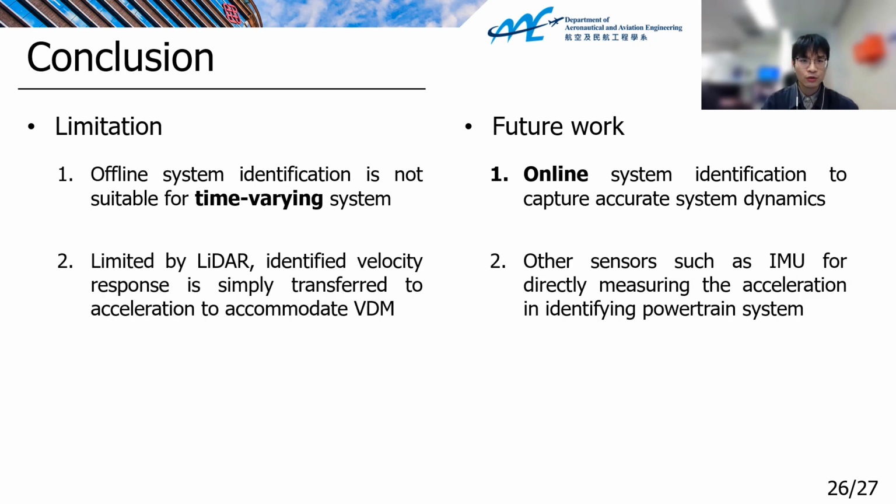Secondly, to make the main ideas flow, we keep the work settings simple and easy to implement. We only use LiDAR for measurement. However, LiDAR cannot measure acceleration. Therefore, we only identify the velocity response of the powertrain system instead of the acceleration response. So future work can use other sensors, such as IMU, for directly measuring the acceleration in identifying the powertrain system.